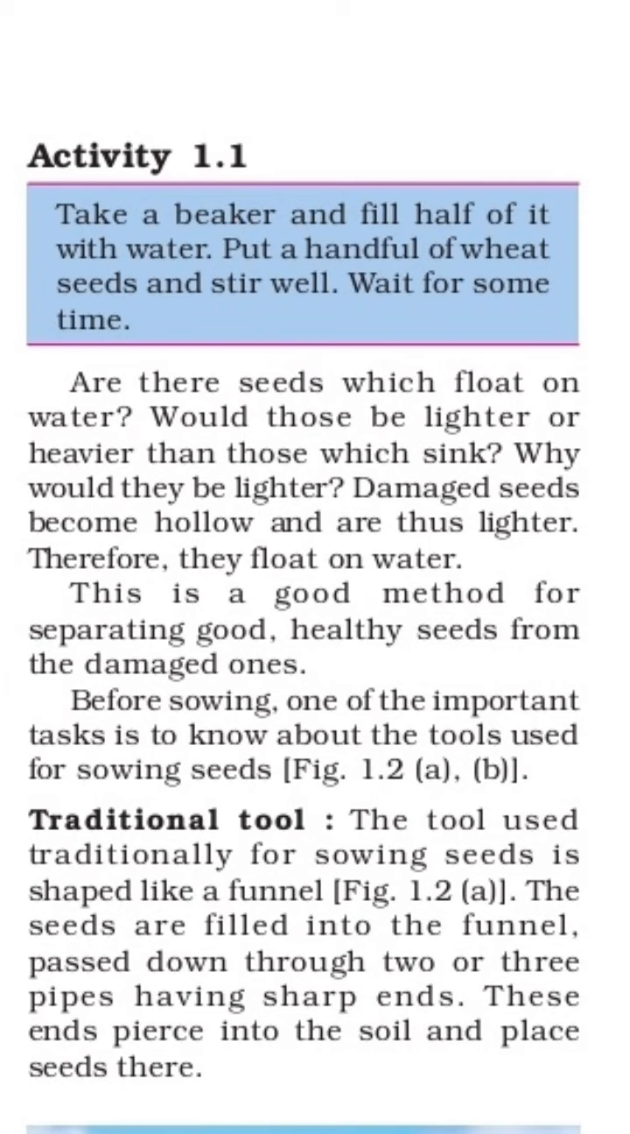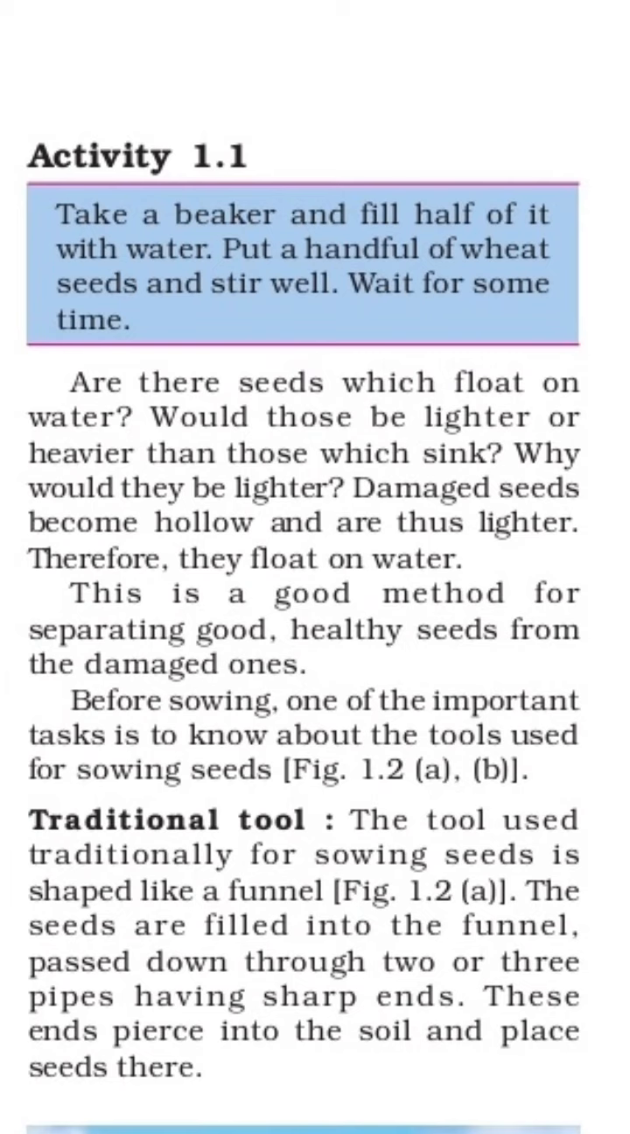Sowing process is going on in whole Maharashtra. We can see this traditional tool. The people who are using bulls, they are using this traditional tool. The tool used traditionally for sowing seeds is shaped like a funnel, like the funnel we use to pour kerosene into a lamp.